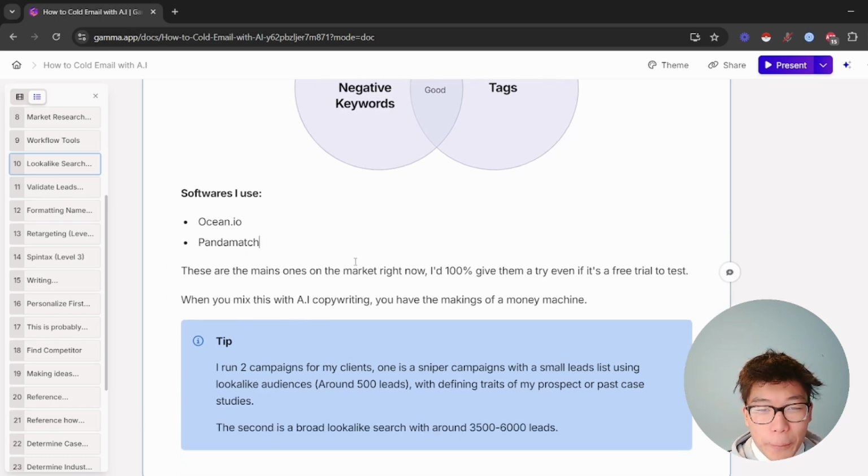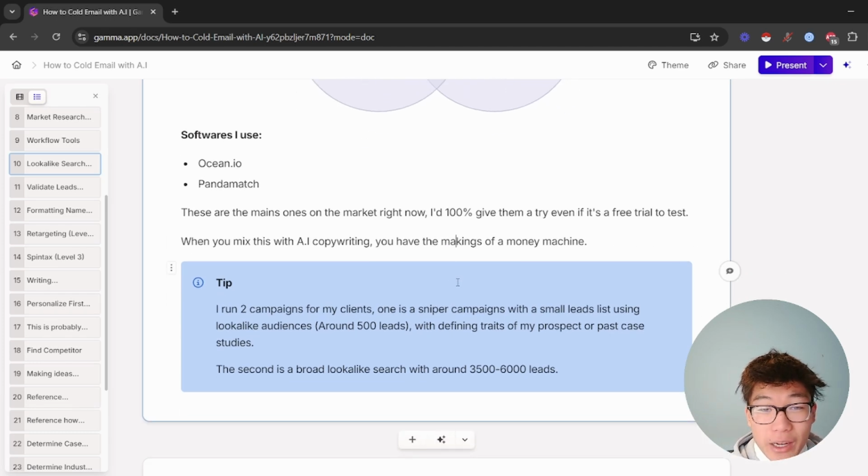These are the main ones on the market right now. I'd 100% give them a try, even if it's a free trial to test it. When you mix this with AI copywriting, you have the makings of a money machine. I'm talking a legit money machine. You're going to make so much money.